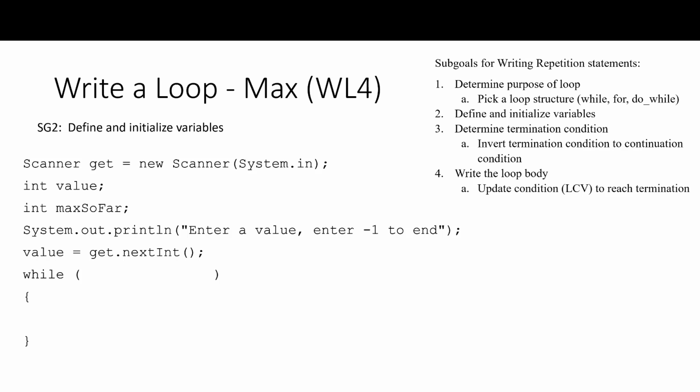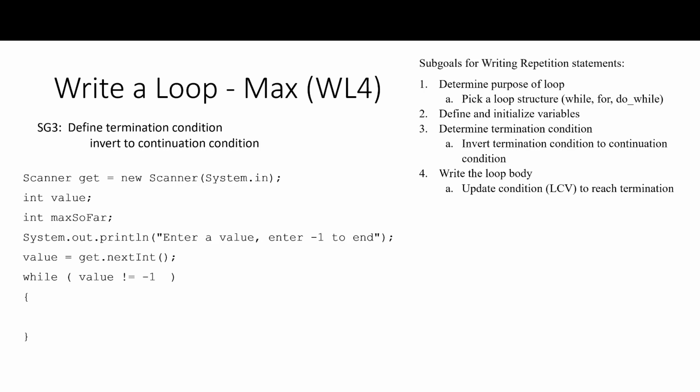Subgoal 2 is to define and initialize the variables. Because we will be reading values from the user, we'll need a scanner. We're going to read in values into an integer variable called value. We need to be able to store the maximum value, so we declare a variable max so far. We have our prompt to the user followed by the priming read statement, where value is assigned the scanner's next int.